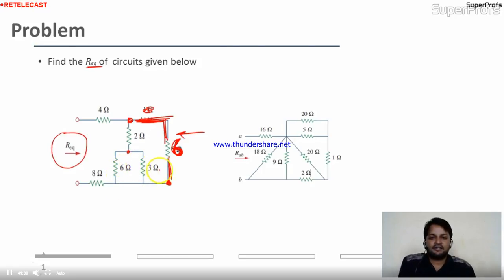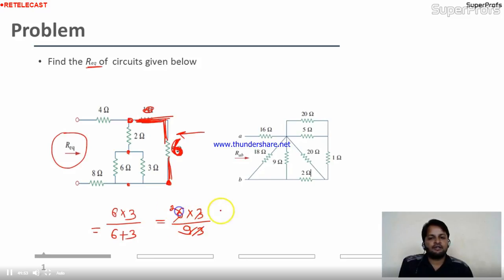What about this 6 and 3? Yeah, they are connected in parallel because this is the starting point, this is the ending point. Okay, so we can merge these two. If 6 and 3 are connected in parallel, the equivalent will be 6 into 3 divided by 6 plus 3, as we see in the formula. So 6 into 3 divided by 9. 3 3s are 9, 3 2s are 6. So the combination is 2.